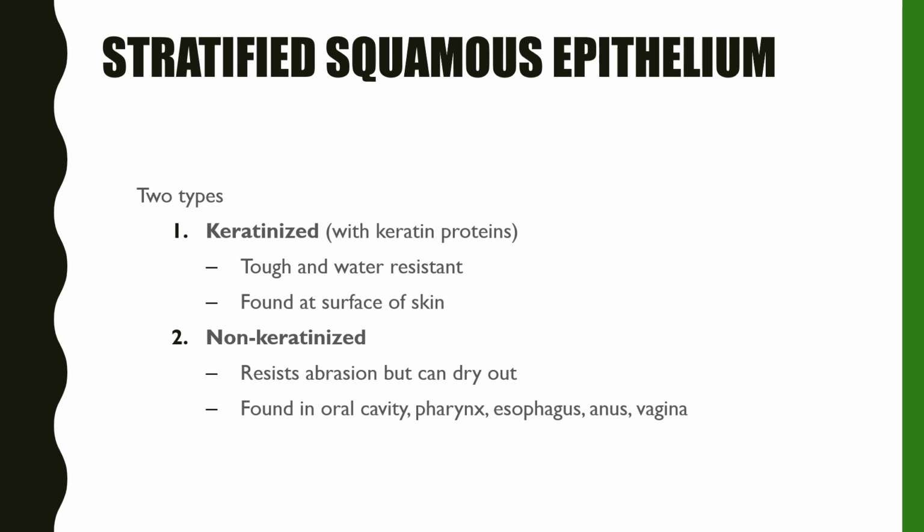Second, stratified squamous epithelium. There are 2 types. You still remember there are 2 types. First, the keratinized, and second, the non-keratinized stratified squamous. And the locations are also different between keratinized and non-keratinized stratified squamous epithelium.